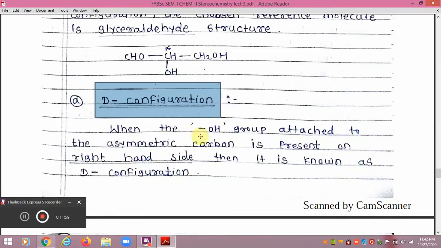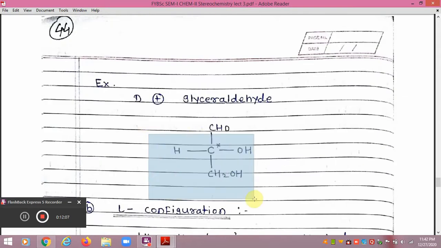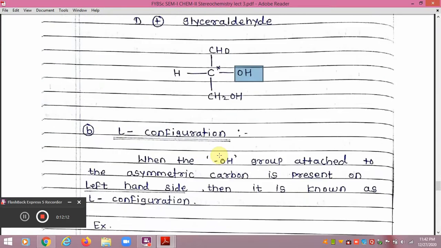When the OH group attached to the asymmetric carbon atom is present on the right hand side, then it is called the D configuration, and the structure will look like here. So you can see here, this OH group attached to the asymmetric carbon is present on the right hand side. That's what is called the D configuration.